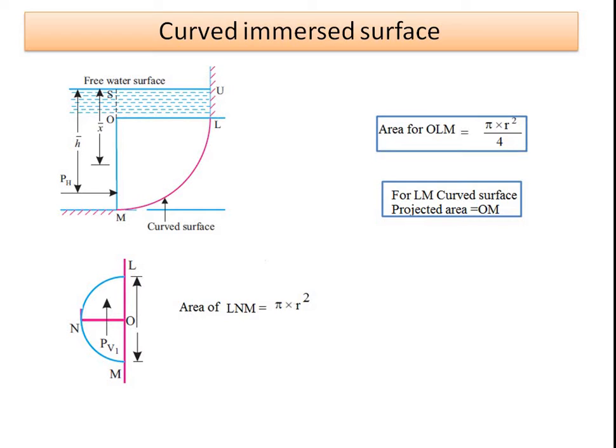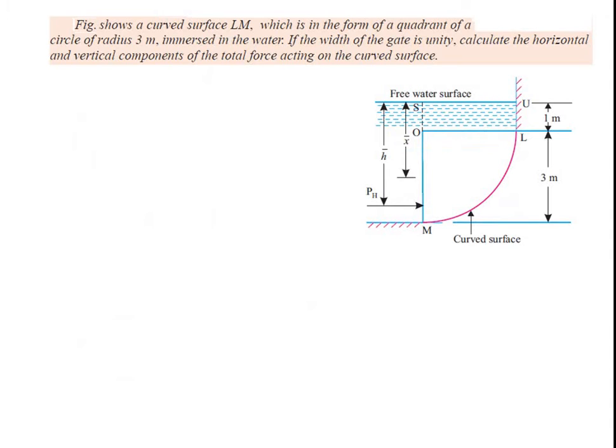Now consider the semicircle. Then the area LMN can be given as pi r square. Why did I tell you this? Because this is required for the calculation of horizontal forces and vertical forces.